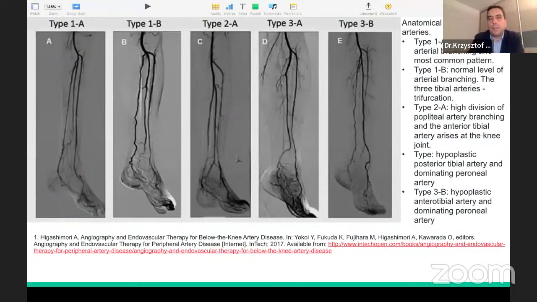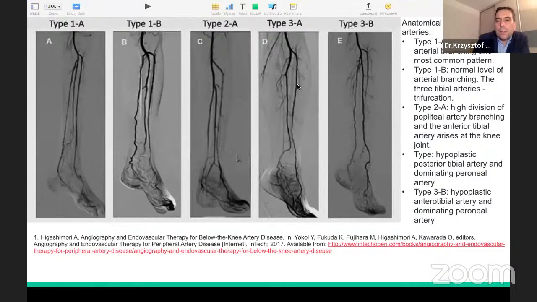Now, if you look at the anatomical types, we have 5-6 anatomical types of the angiographic anatomy. For example, when you look at the type 1B, you can see it's not a very common situation that we have trifurcation and 3 tibial arteries. The most typical, I think, is A and C.